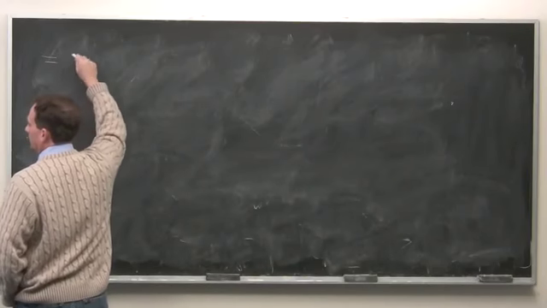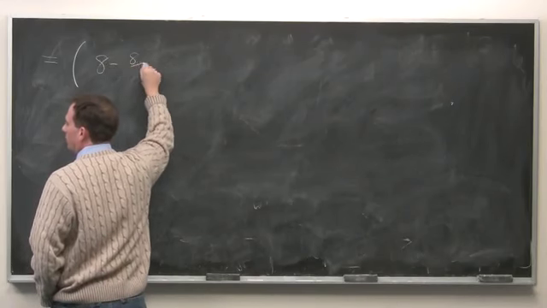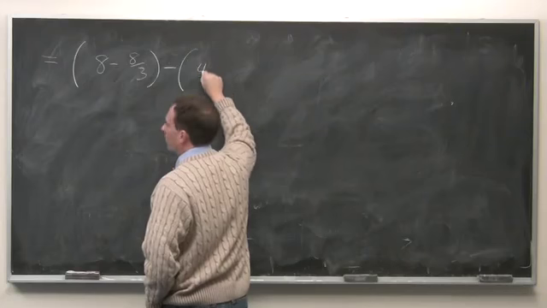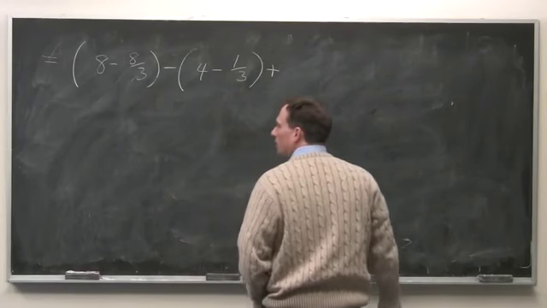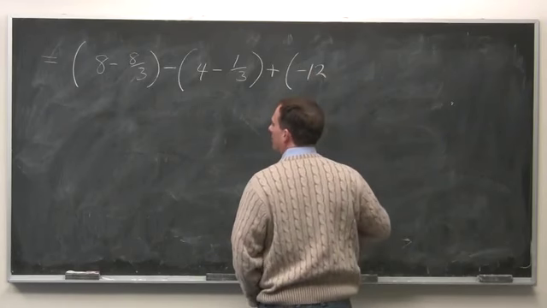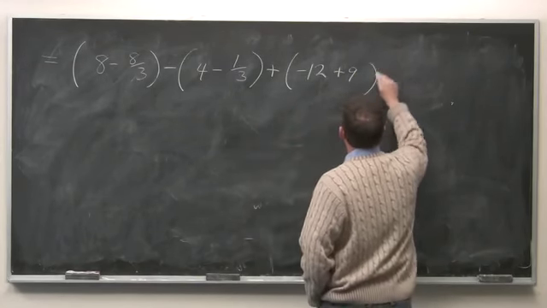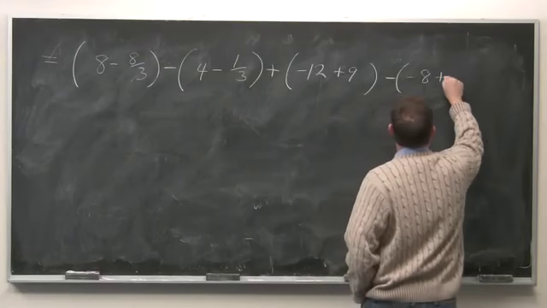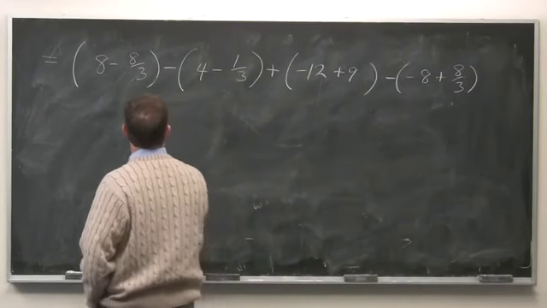And so you plug in 2, and you get 8 minus 8/3, minus what you get at 1, which is 4 minus 1/3. And you add to that what you get at 3, which is minus 12 plus 27/3, so plus 9. And then minus what you get at 2, which is minus 8 plus 8/3. And you put all that together, and I think you get something nice.